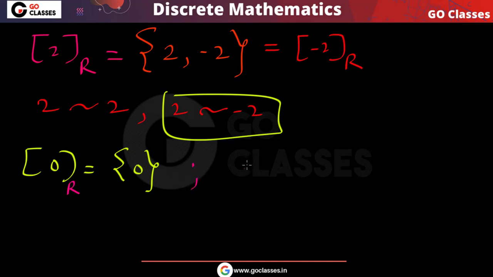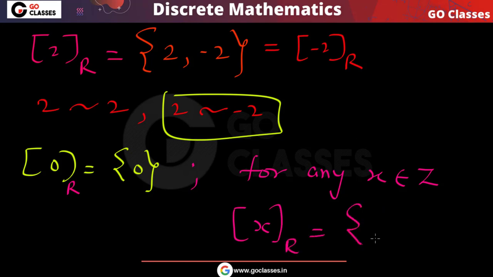So you can clearly see, for any integer other than 0, this x should not be equal to 0. Or I can simply say, for any integer x, what is the equivalence class of this integer? The equivalence class of this integer will be x comma minus x. You can check, this is correct. Why? Because for 0, 0 comma minus 0 is the same, so ultimately you will get 0. So this is the idea.